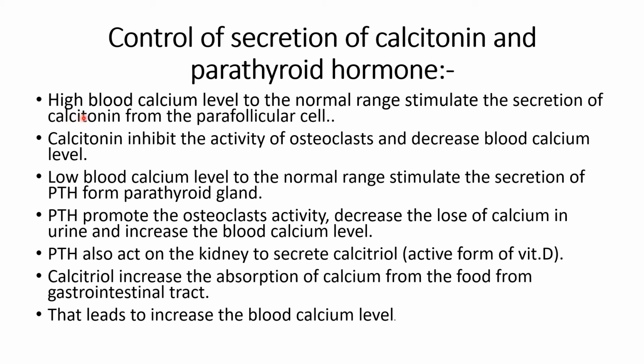If the blood has a calcium level higher than the normal range, it stimulates the secretion of calcitonin from the parafollicular cells, and that calcitonin inhibits the activity of the osteoclasts, meaning bone resorption decreases. That's why no calcium ion is moved from the bone into the blood, and the blood calcium level decreases through this process.